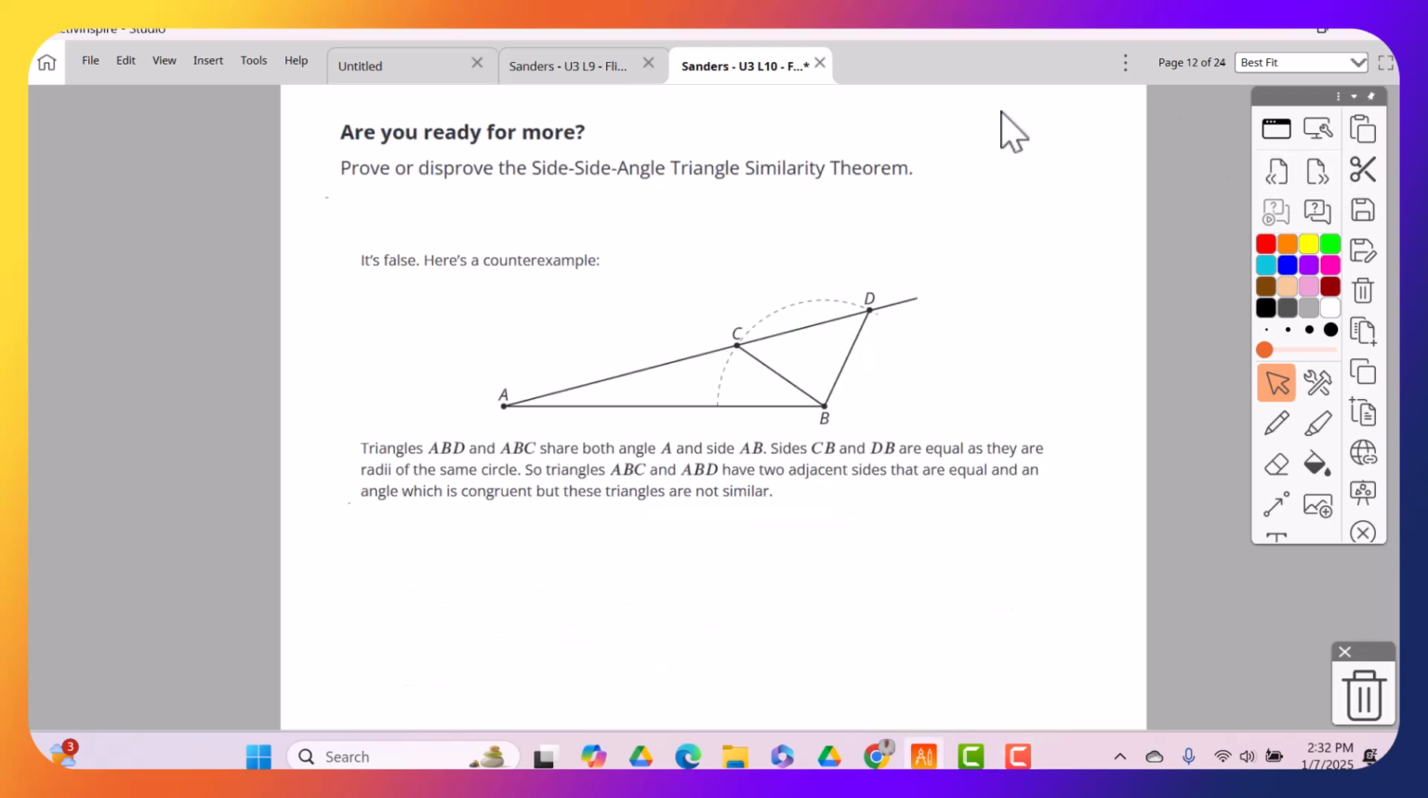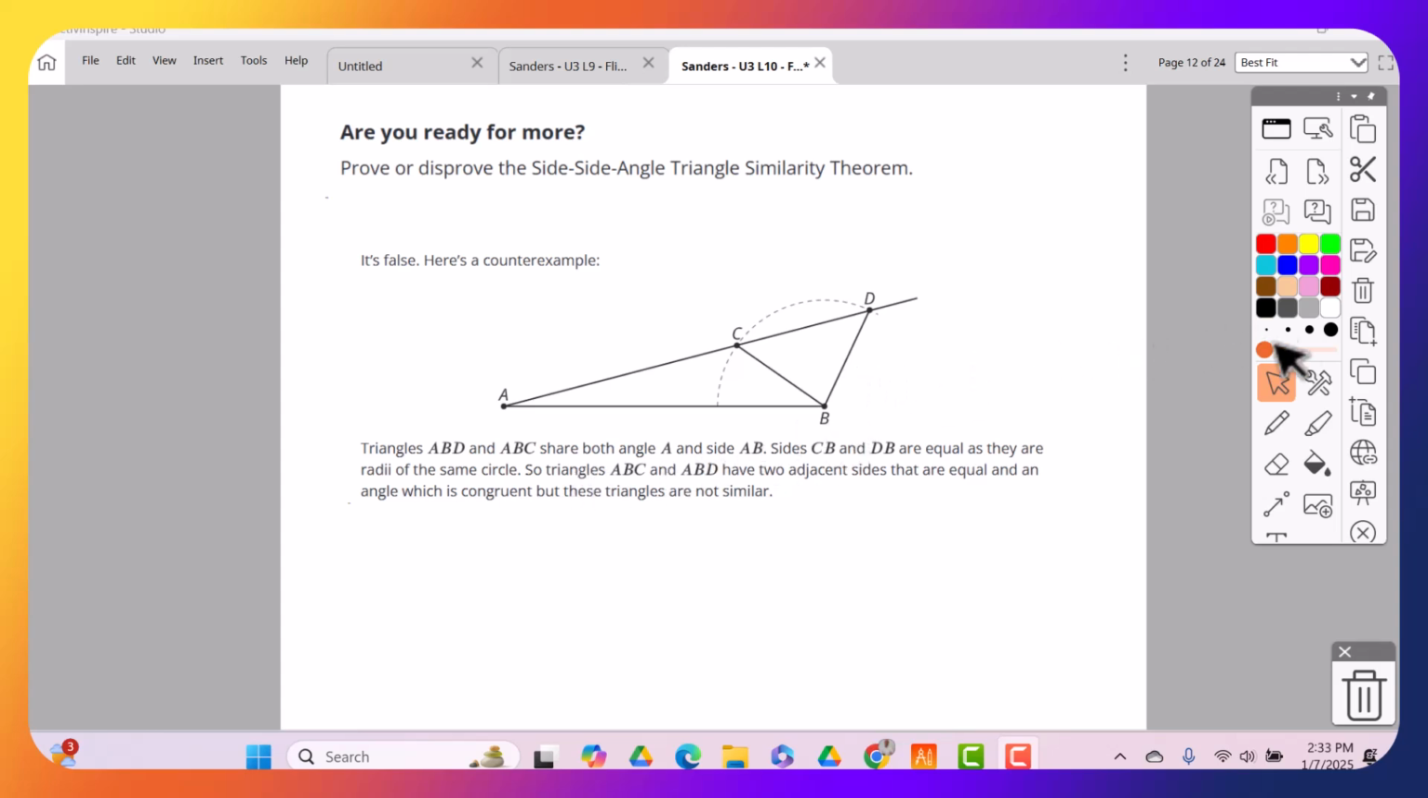Are you ready for more? I have included an explanation and a diagram here. Prove or disprove the side-side-angle triangle similarity theorem. Side-side-angle doesn't work. Here's an example. Triangles ABD and ABC share both angle A and side AB. Sides CB and DB are equal as they are radii of the same circle.